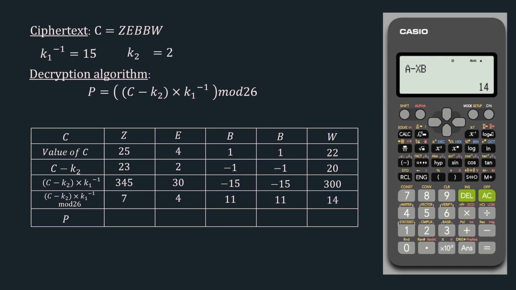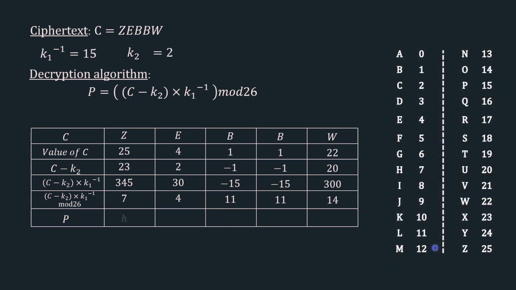The last step is P, that is the plain text. Let's call the mapping table for reference. So here 7 represents H, 4 represents E, 11 represents L, again we have 11, so L, and 14 represents O, and hence the plain text is HELLO, which was the original plain text. So we have successfully retrieved our plain text using the decryption algorithm. So with this example, I hope you're clear with all the concepts of Affine Cipher.